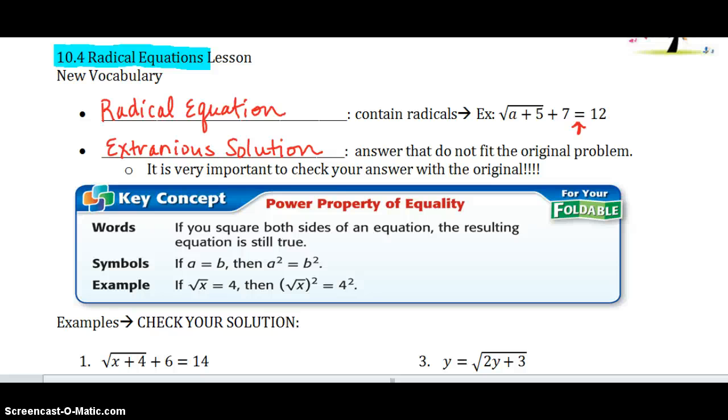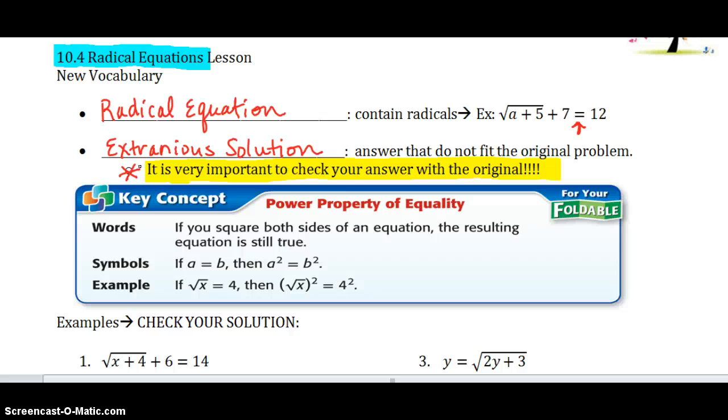So it is very important for you to check your answer with the original. And I know when you're working through your math problems, you want to hurry up and get finished. But I cannot emphasize enough, it is very important for you to check both answers that you get, to check for extraneous solutions. So here is our key concept.